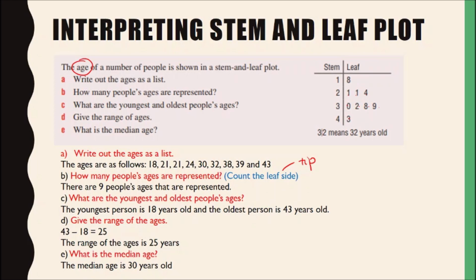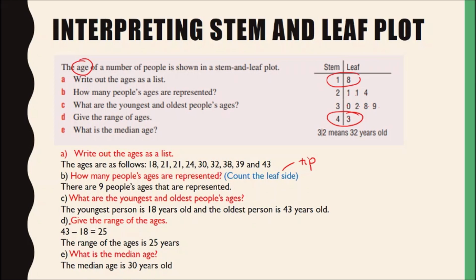So what are the youngest and oldest people's ages? You know that it's in order. So the oldest person would be down here and the youngest person would be at the top. So the youngest person is 18 years old and the oldest person is 43 years old. We don't want to see just "18, 43." That's a bit lazy.